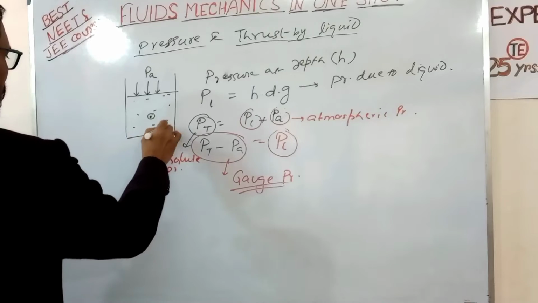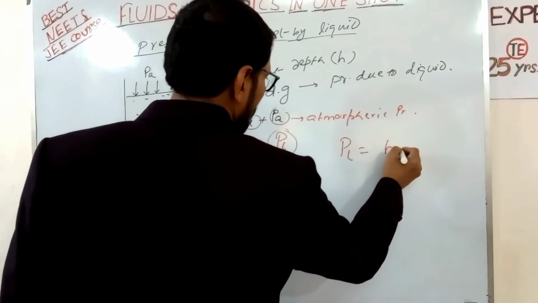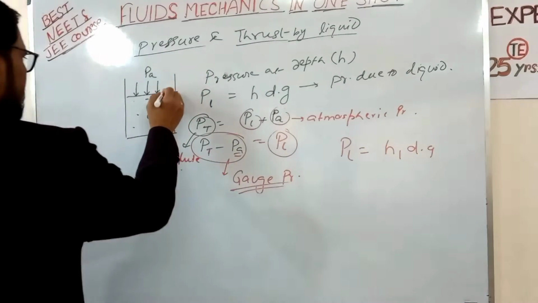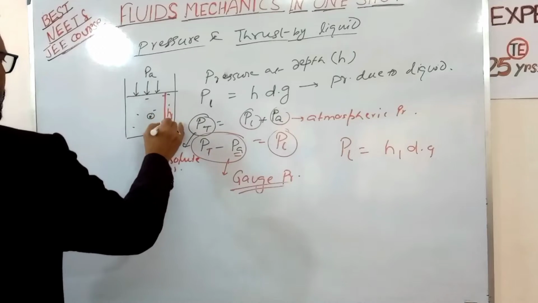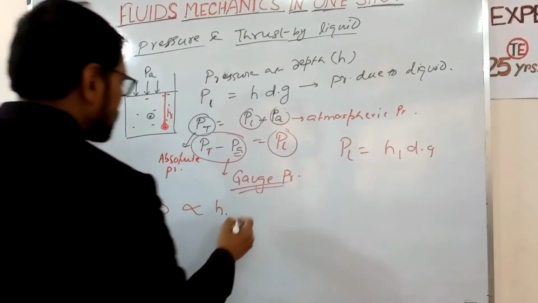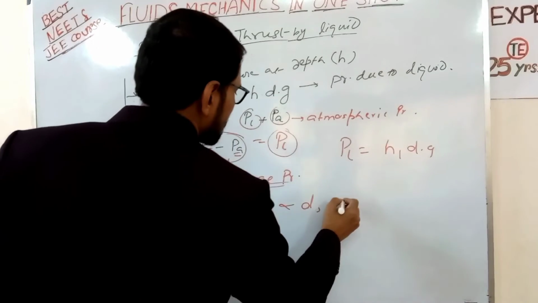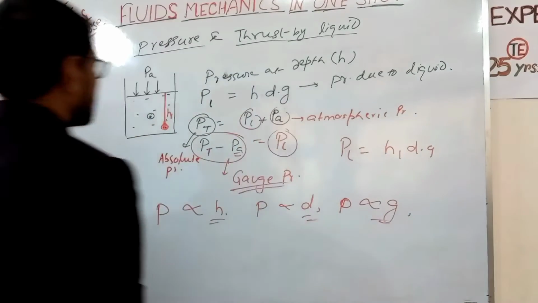If we take this point, then PA remains constant. So gauge pressure equals h1 dg, that is, gauge pressure depends on the depth of the point, on the density, and on g. So there are three variables here.